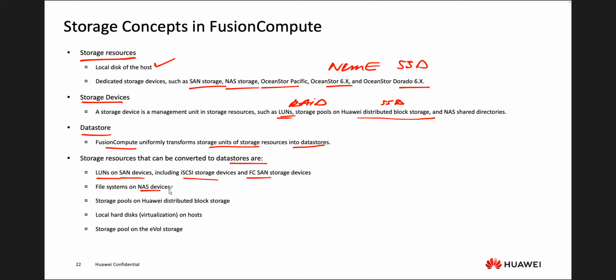Even your file systems on NAS devices, the ones I just showed you, the storage pools on Huawei distributed block storage, your local disk, and your storage pool on eVol. So there's eVol storage that can also be used now. All of these can be converted to data stores. So FusionCompute can use the resources, and the pool is the container that gets created for that. This is just showing you the storage features.